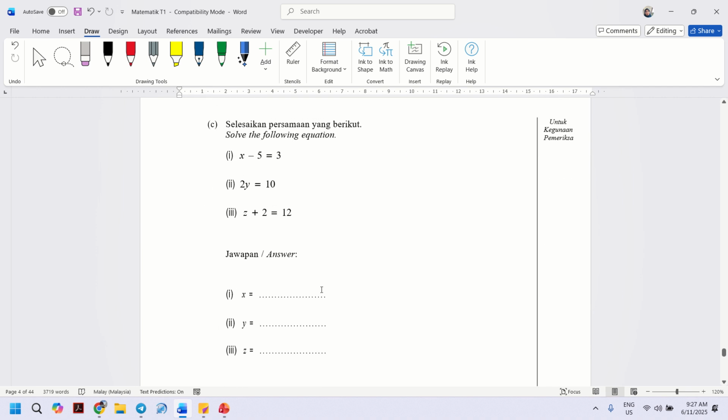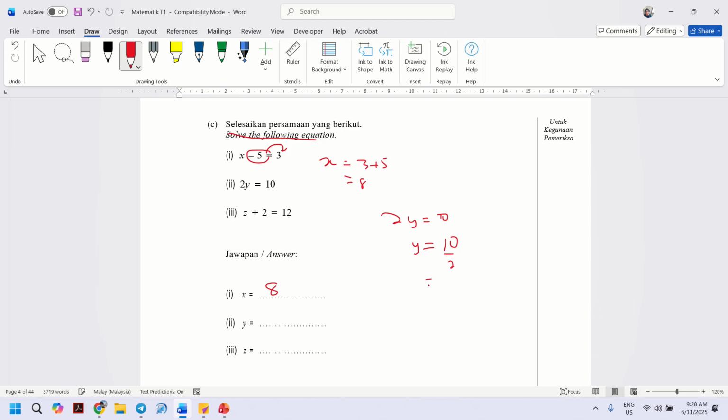Next one is question C. Solve the following equation. If you need to solve the equation, you need to find the value of x. So x equals 3 plus 5. You move 5 to the other side, so the answer is 8. Next, 2y equals 10. If 2y equals 10, then 1y equals 10 divided by 2, so y equals 5.